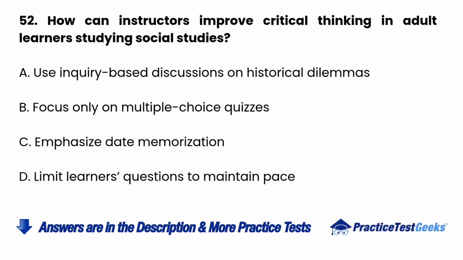52. How can instructors improve critical thinking in adult learners studying social studies? A. Use inquiry-based discussions on historical dilemmas. B. Focus only on multiple-choice quizzes. C. Emphasize date memorization. D. Limit learners' questions to maintain pace.